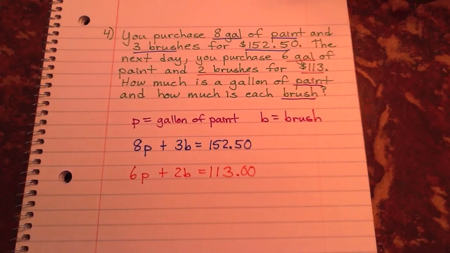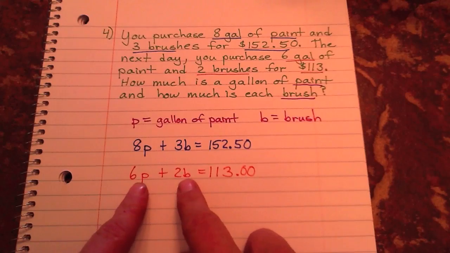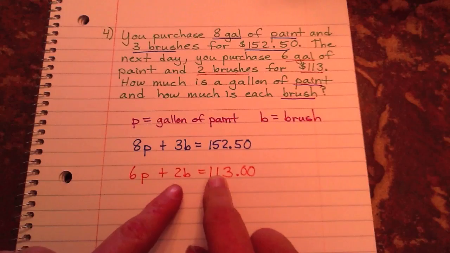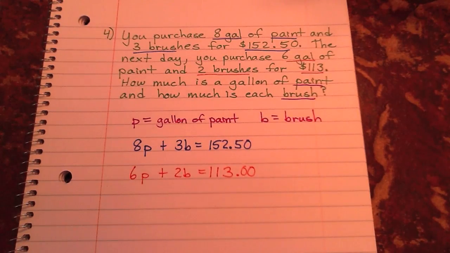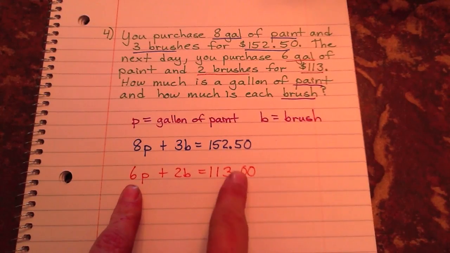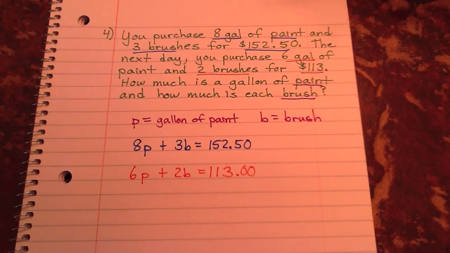When I go to look at this, it's not going to be easy to isolate either variable here. Unfortunately, you're going to have a little bit of a decimal to work with when you go to isolate these. What I do notice is that it seems easier to go ahead and divide 6 or 2 into 113. So I'm going to try to isolate B, and that way I have less to deal with later. So we're going to isolate B.